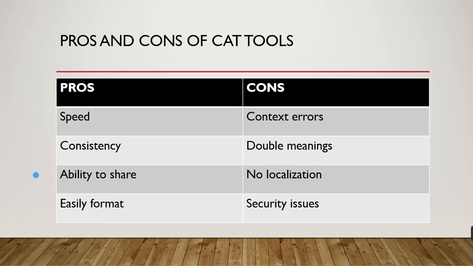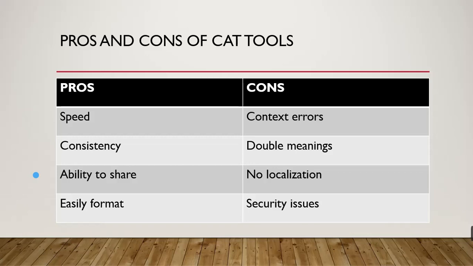Double meanings, basically the same thing as context. It can be, again, translating words, phrases, different contexts, different ideas. The same word can be used in different translations. Next, no localization. Obviously idioms and metaphors and those things, CAT tools do not understand.